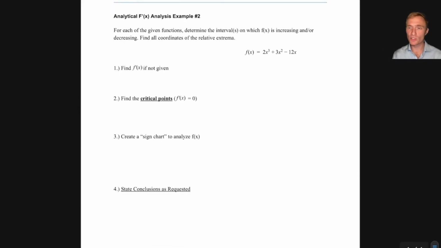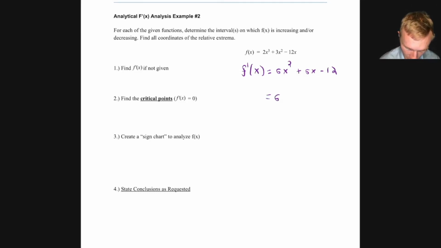If we have 2x cubed plus 3x squared minus 12x, the derivative of this function is 6x squared plus 6x minus 12 using the power rule. I want to set this equal to 0, but before I do, I'm going to do some factoring. I'm going to factor out a 6 and make this x squared plus x minus 2. This is 6 times x plus 2 times x minus 1.